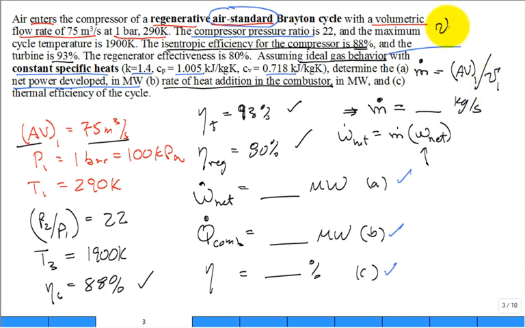How do I get the specific volume at state 1? It's always an ideal gas. Always, Professor? Always. For this, that's our air standard analysis assumption. So it's R T1 divided by P1 at state 1.